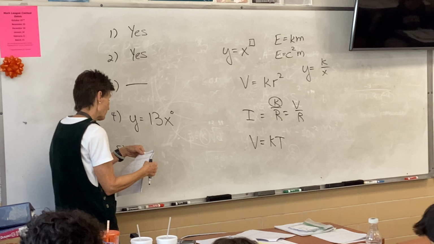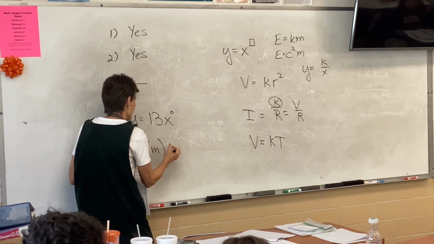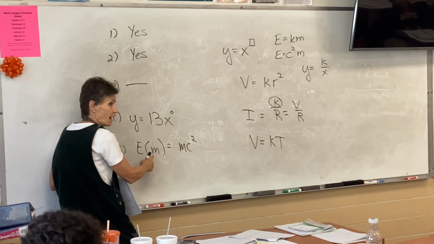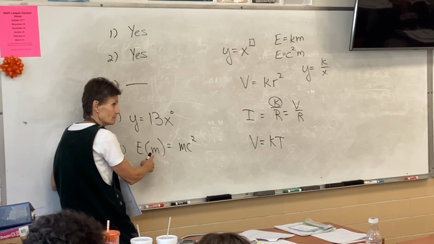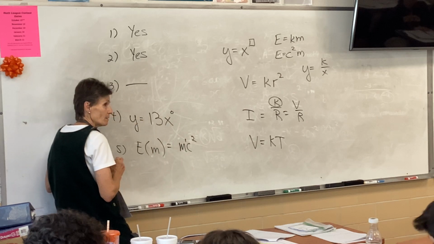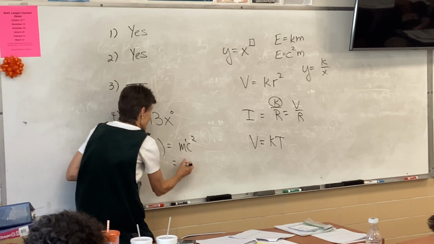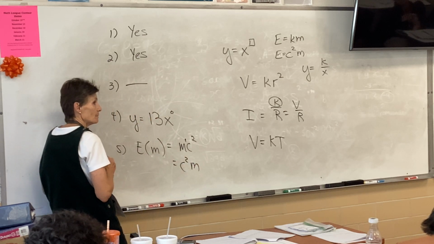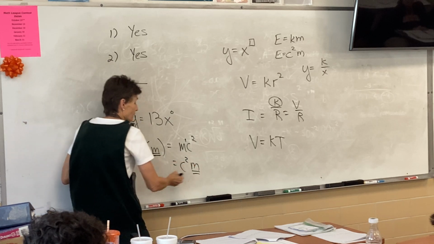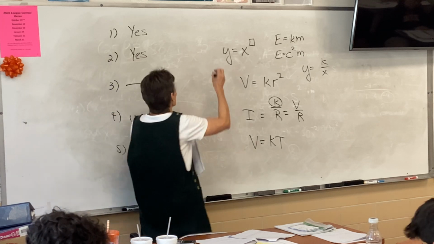How about number 5? Notice the way that's written, you guys. They didn't use X this time, they used M. M is to the first power, that is a power function. Think of it as C squared M. That is a power function. Your X is M this time. How about 6? Yep.